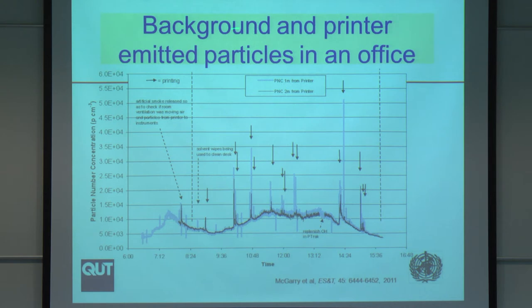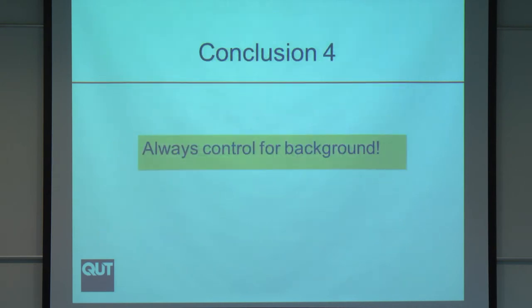Now this is another example of background. These are printer-emitted particles in an office. Time series, an 8 hour working day, particle concentration. There are two distances from the printer, and I won't talk about this more at this point. What I wanted to point out is that while we have these peaks from the printer, they are all the time sitting on this background, and these are particles which came from outside. This is the background, and these are in the same size as our printer particles. So if we don't understand the background very well, these assessments wouldn't make much sense. So always control for background.